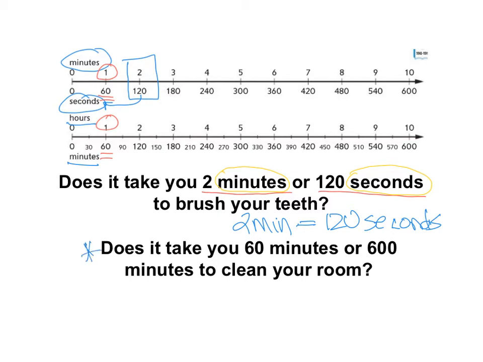Second question, does it take you 60 minutes or 600 minutes to clean your room? I'm going to look at the unit on this one, and they are both the same. 60 minutes is the same thing as 1 hour. So 600 minutes would be a lot more time. So it takes me closer to 60 minutes or 1 hour to clean my room.